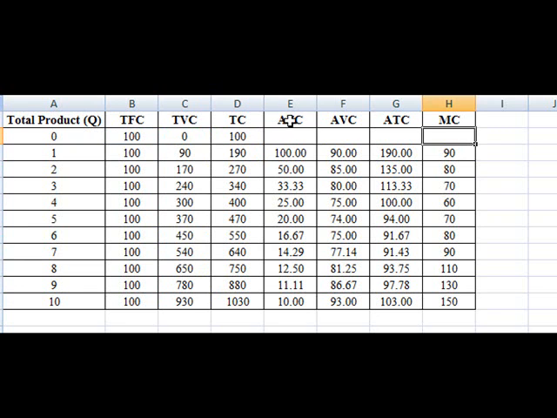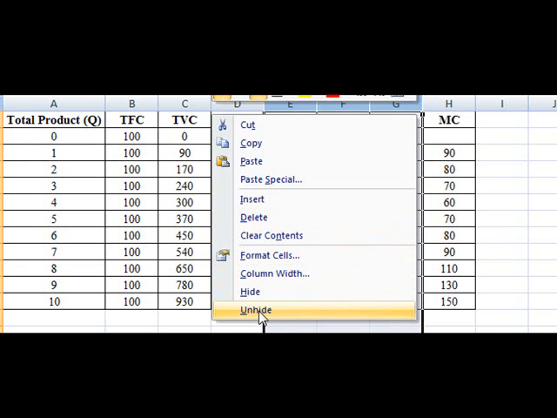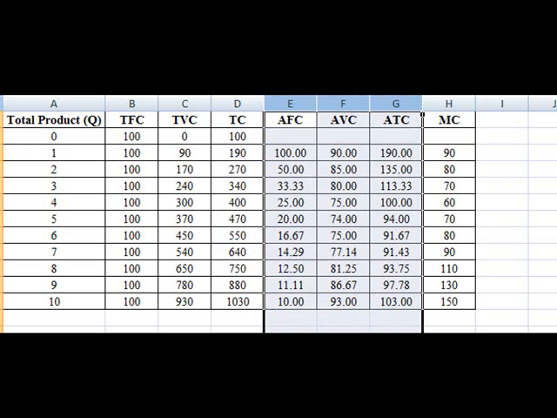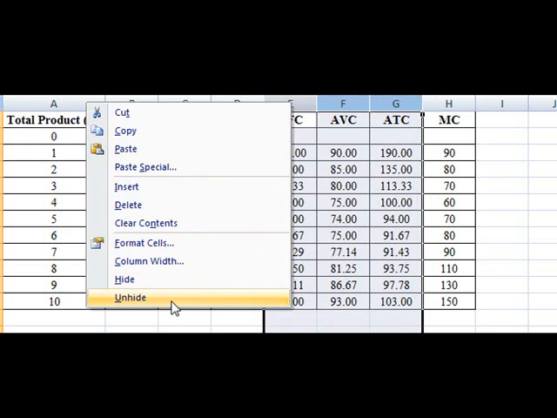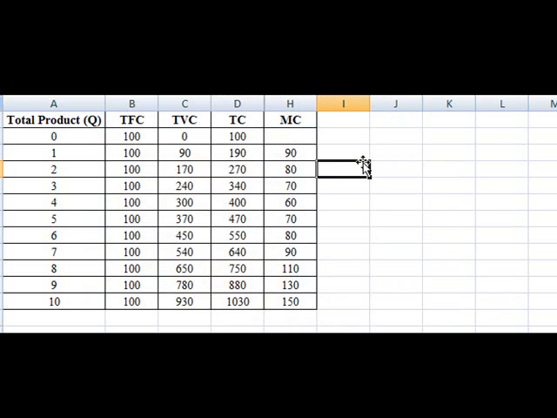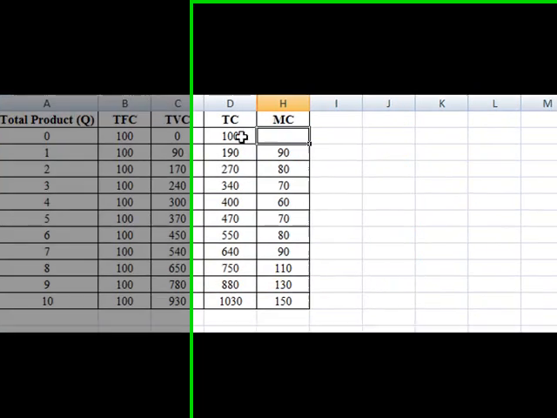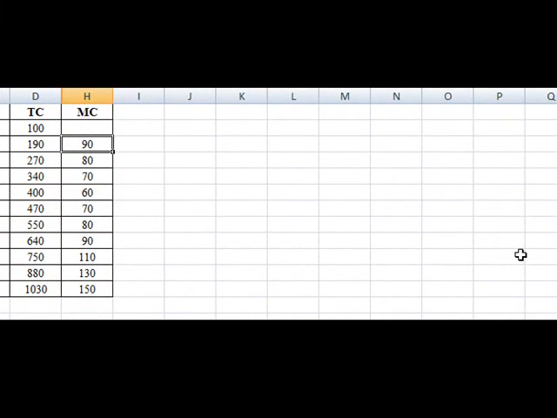Now, just like we saw before, when I'm interested in marginal cost, in anything marginal, what I want to know is the change. So how did total cost change? Well, what I saw was that it changed by $90, $80, $70, $60. Then it starts to increase.